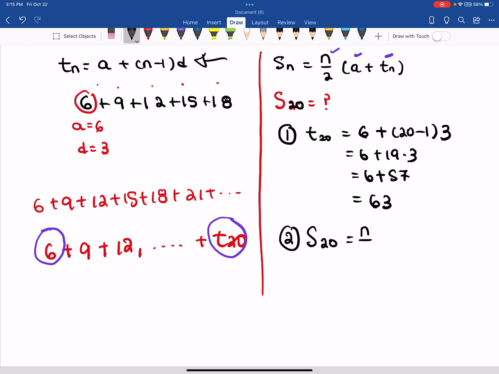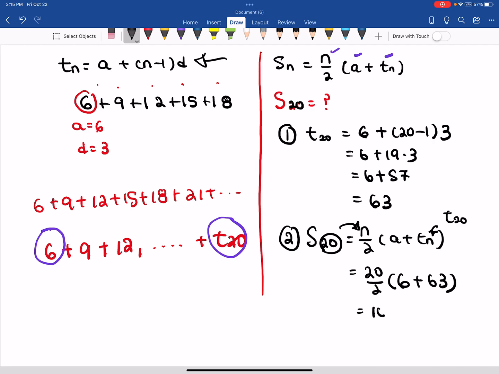So n over 2, a plus Tn. If this is 20, then that's 20. And also that's 20, T20. So 20 over 2, a value was 6, and it's T20. T20 is not 20, but we figured that out to be 63. 20 divided by 2 is 10, which is that. That's going to be 69. 6 plus that, and then 690 is the summation of the entire numbers.